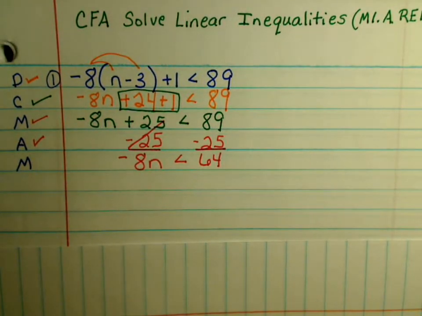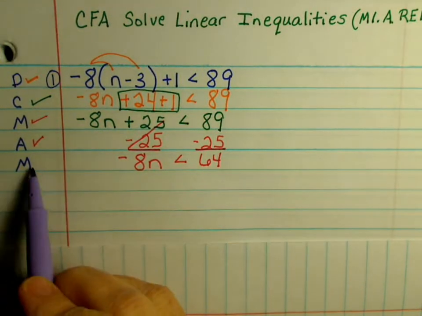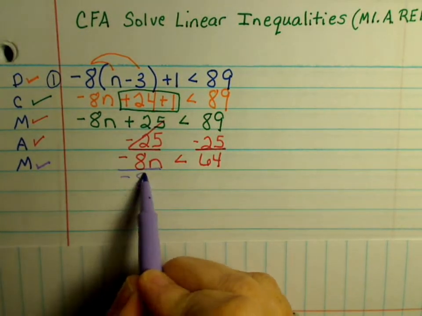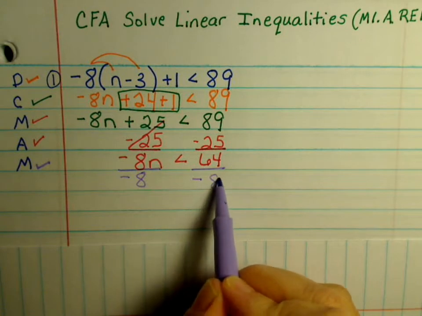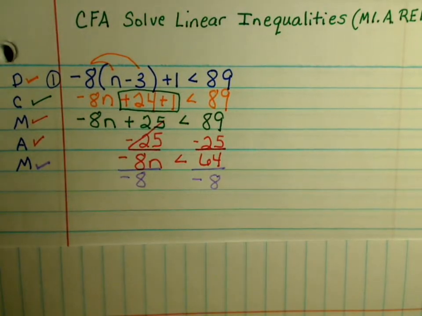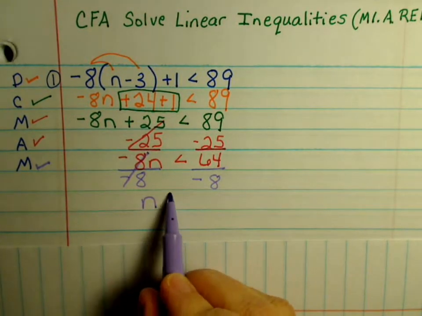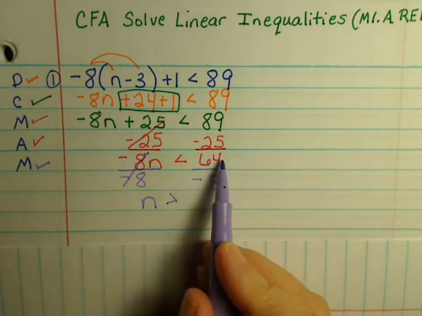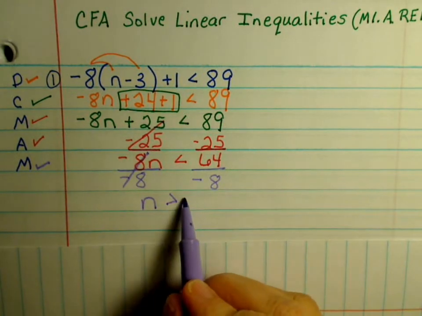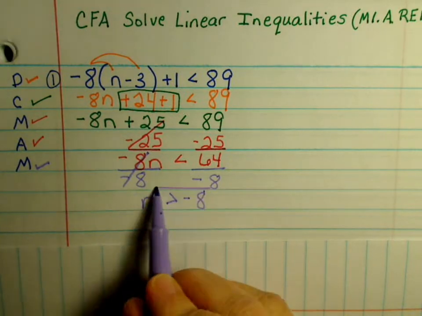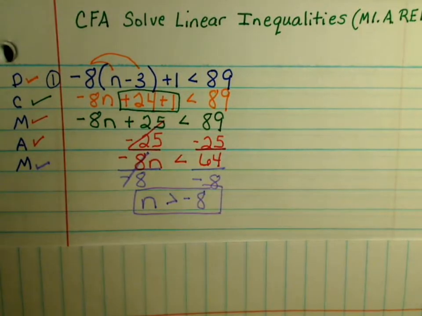And my last step is to do the inverse of multiplication or division here. And so I'm going to do that by dividing both sides by a negative 8. Now, when you divide both sides by a negative, you need to reverse the inequality sign. And then 64 divided by a negative 8 is a negative 8, because a positive divided by a negative is a negative. So this would be your final answer to problem number 1.